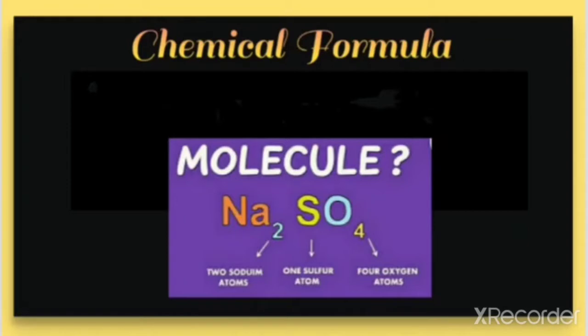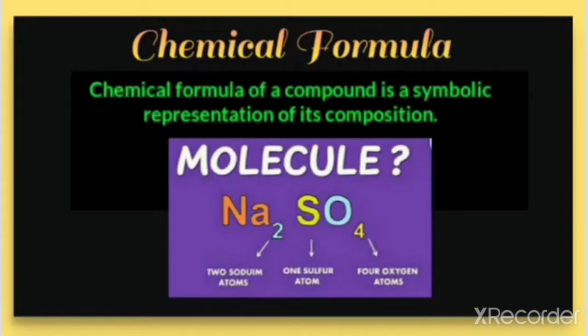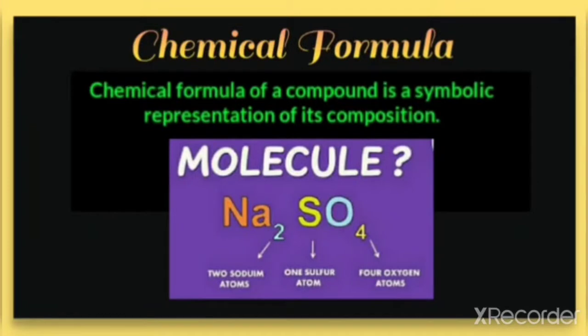Definition for chemical formula. The chemical formula of a compound is a symbolic representation of its composition. It means that a chemical formula is nothing but the symbolic representation of whichever atoms are present and how many atoms are present in a molecule. Why is it called a symbolic representation?